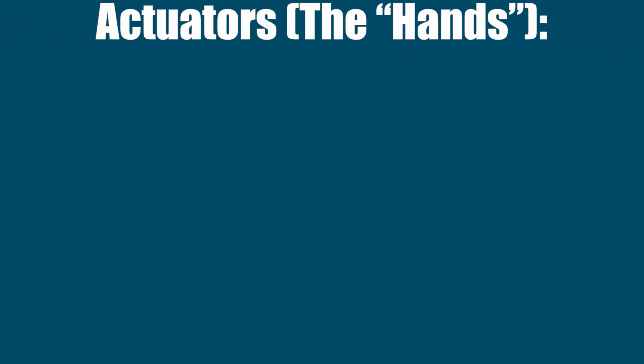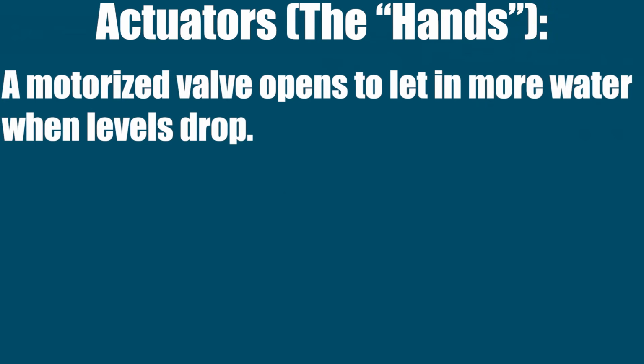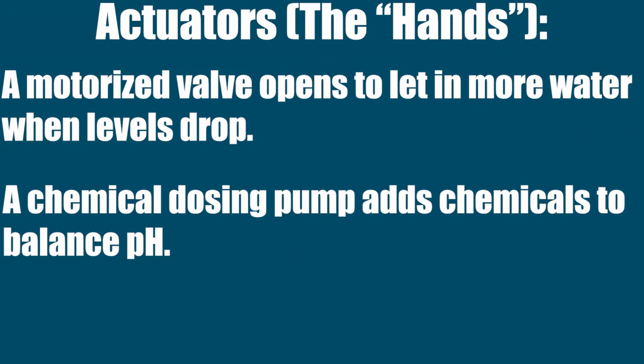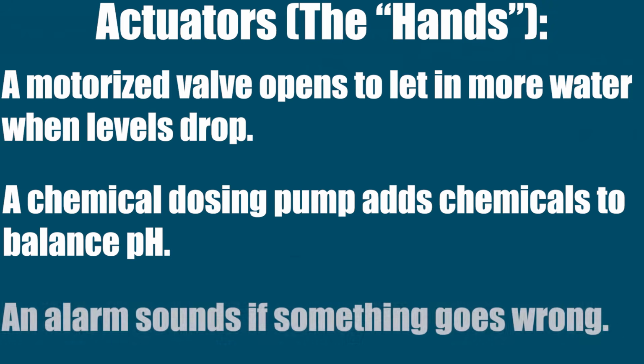Then the actuators, the action, the hands. An example would be a motorized valve that opens to let in more water when levels drop. A chemical dosing pump adds chemicals to balance pH. An alarm sounds if something goes wrong. These actuators physically change the process, just like hands following brain commands.